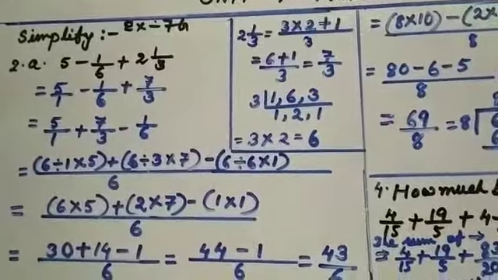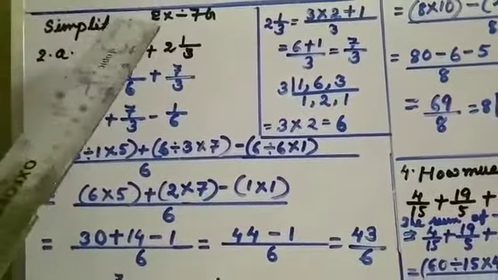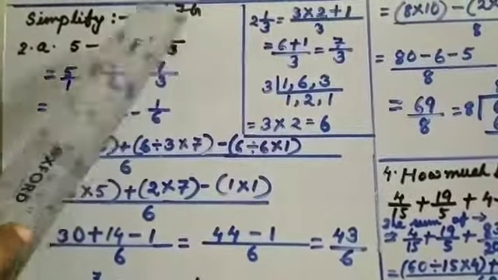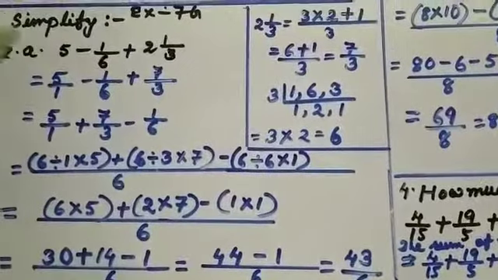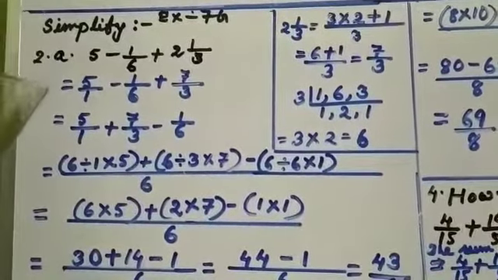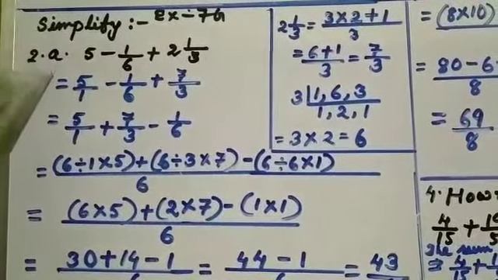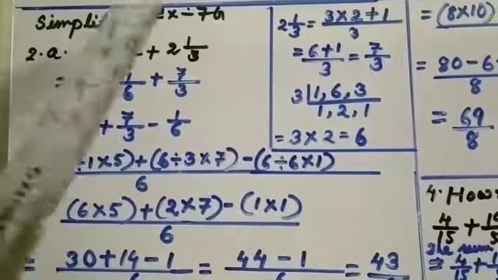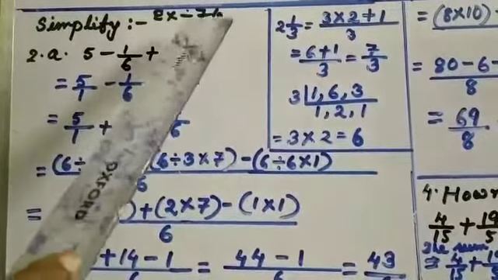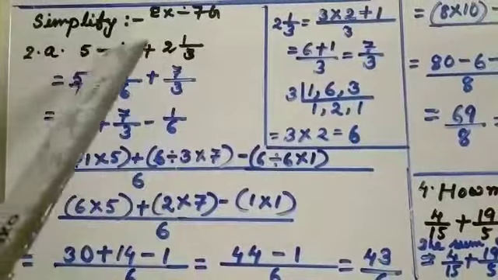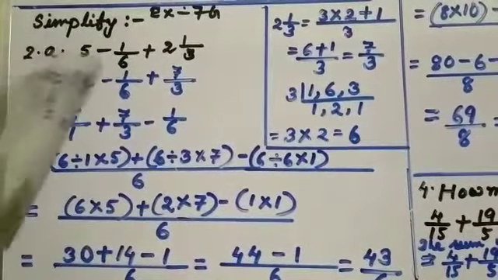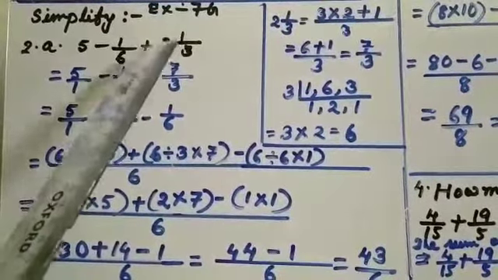Last week you had done Simplify of the same exercise 7D. Today again we will do the Simplify of the next numbers. So question number 2A, 5 minus 1 by 6 plus 2 whole number 1 by 3. Here first you are getting minus sign and after that you are getting plus sign.